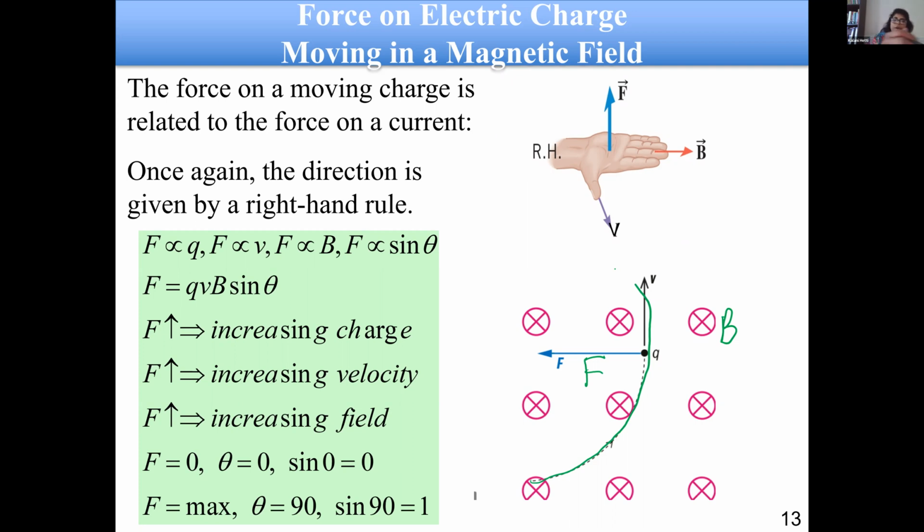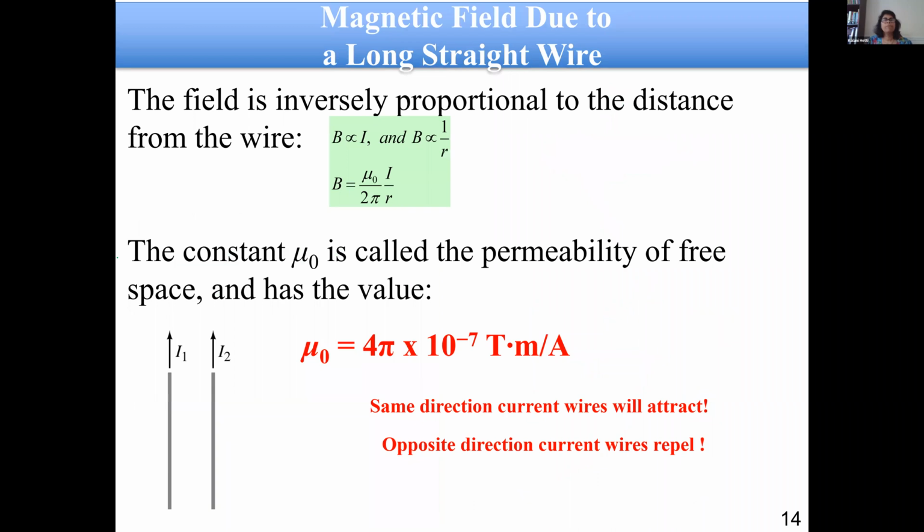Again, when you have a velocity or charged particle, you can calculate the magnetic force using this exact same equation I had earlier, but instead of I and L, now I have Q and V. Q is the charge of the particle, V is the velocity, B is the magnetic field, and theta is the angle between the velocity and B.